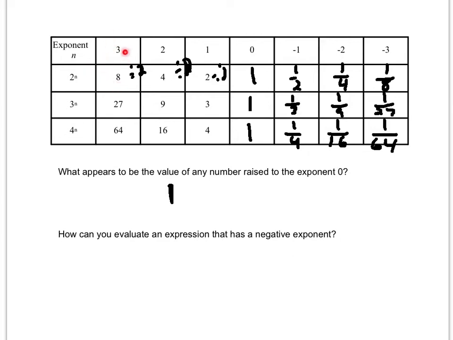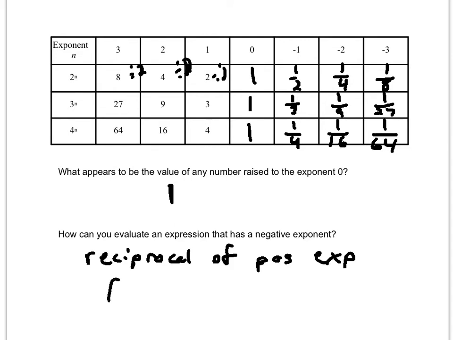And that works if we look at the other columns. Okay, 2 to the third is 8, 2 to the negative third is 1/8. 2 to the first is 2, 2 to the negative first is 1/2. So, a negative exponent is the reciprocal of the positive exponent. Okay, so basically to evaluate a negative exponent, we just take the value of the positive exponent and flip it over. So 2 to the negative third is the same as 1 over 2 to the positive third.